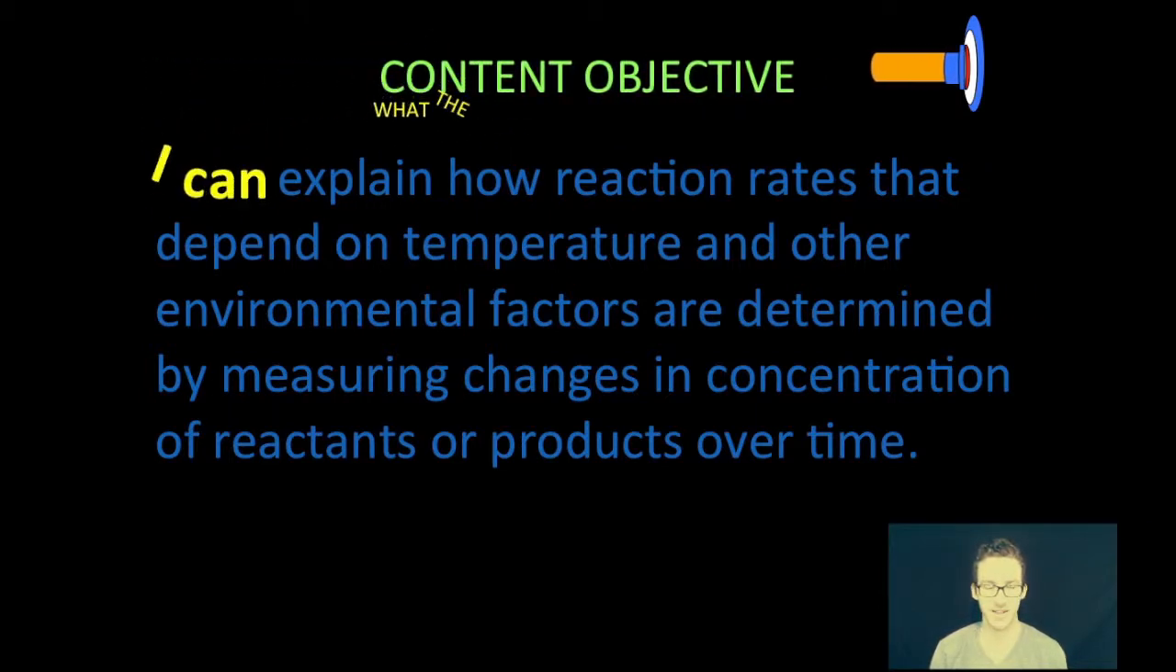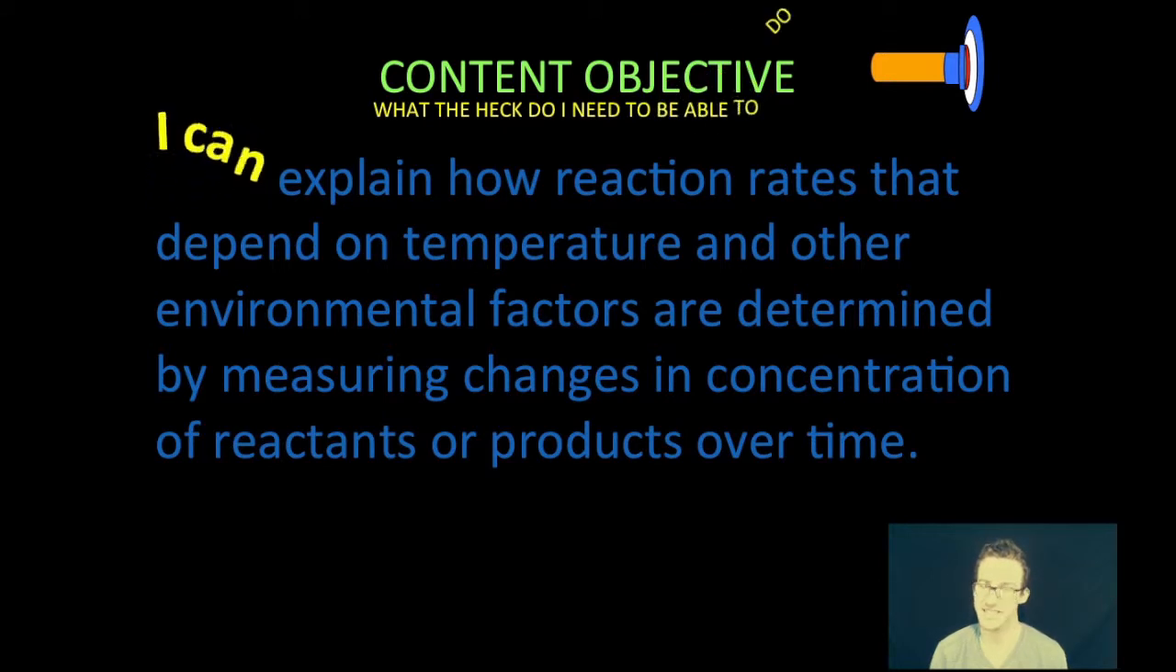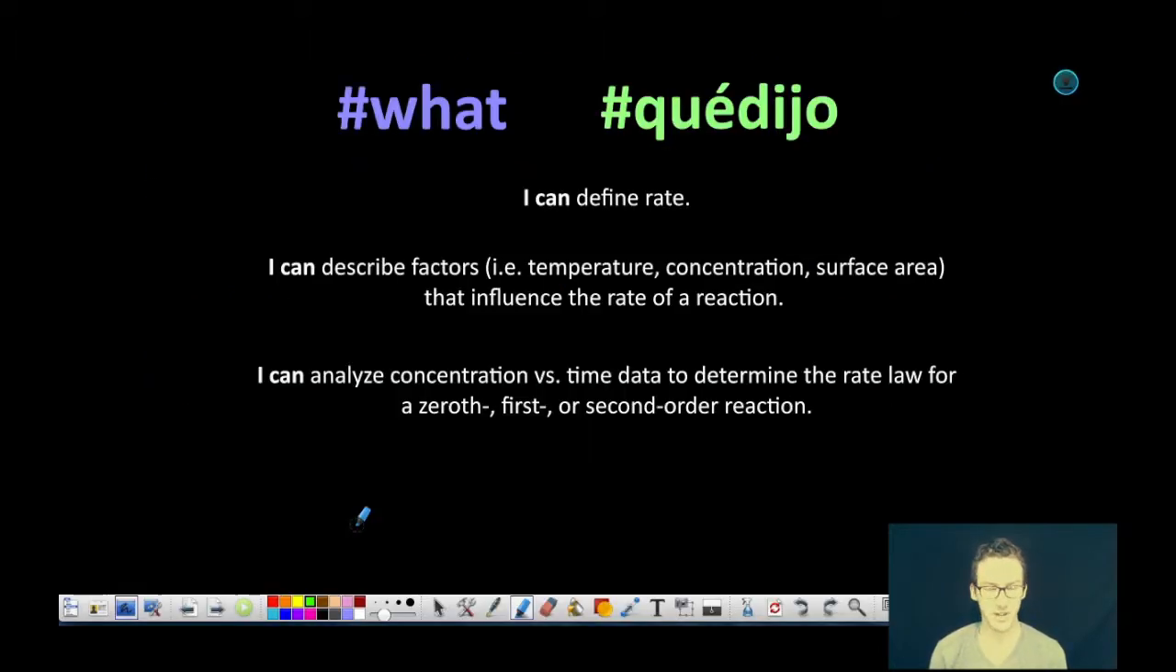Mr. Boylan here, and today we're going to start our new unit on kinetics. Today we are going to explain specifically how reaction rates that depend on temperature and other environmental factors are determined by measuring changes in concentration of reactants or products over time. As always, we're going to break that down a little bit to make it a little easier for us.